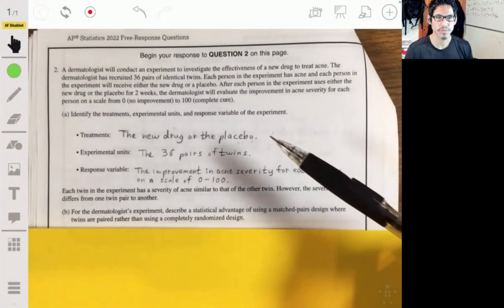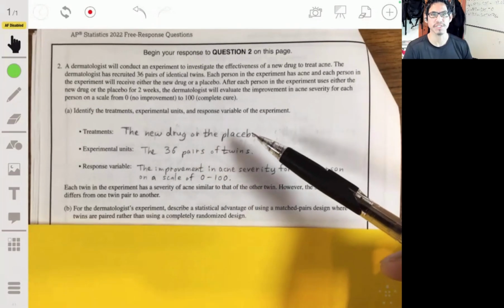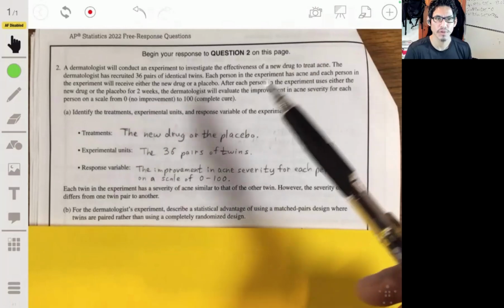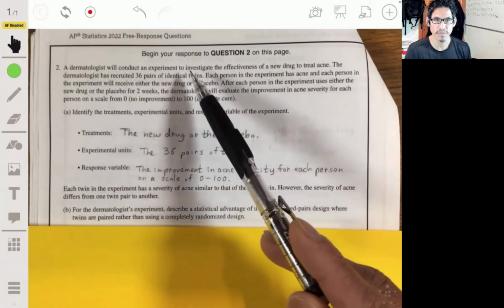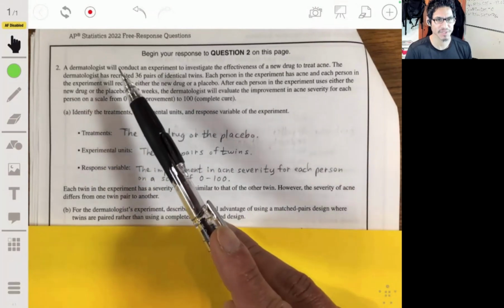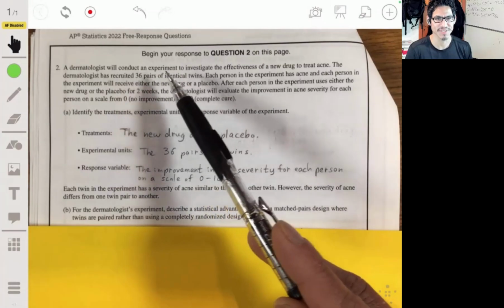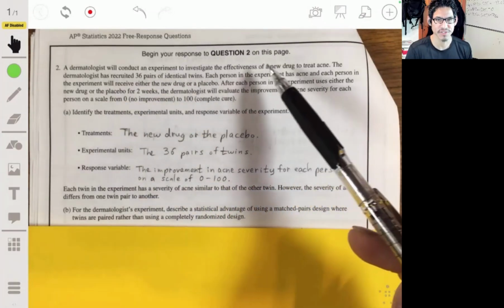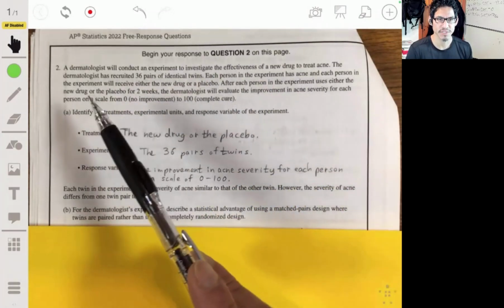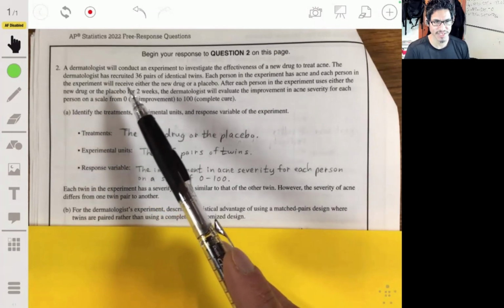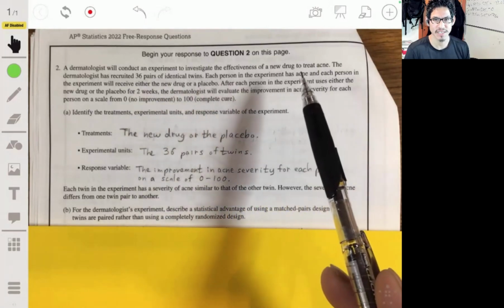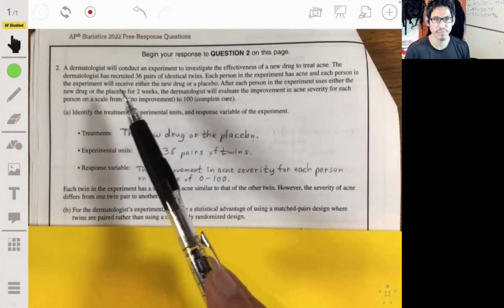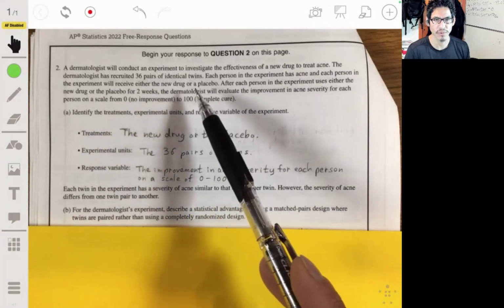All right, so problem 2 from the 2022 AP Statistics Practice Exam. We have a dermatologist that will recruit an experiment. Well, not will, a dermatologist will conduct an experiment to investigate the effectiveness of a new drug to treat acne. The dermatologist has recruited 36 pairs of identical twins. Each person in the experiment has acne, and each person in the experiment will receive either the new drug or a placebo.